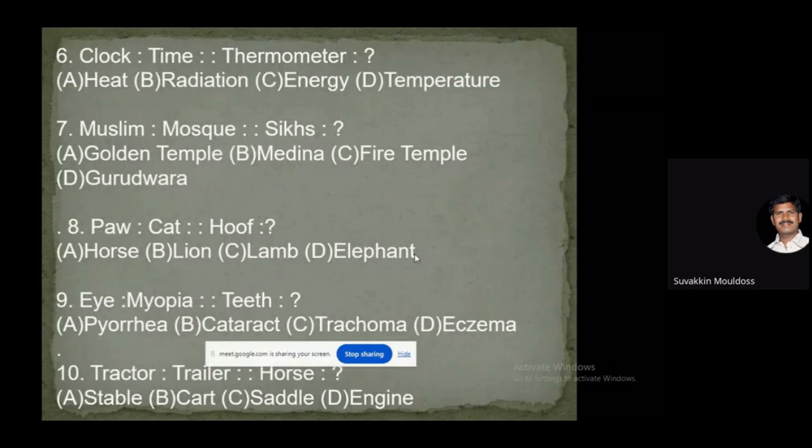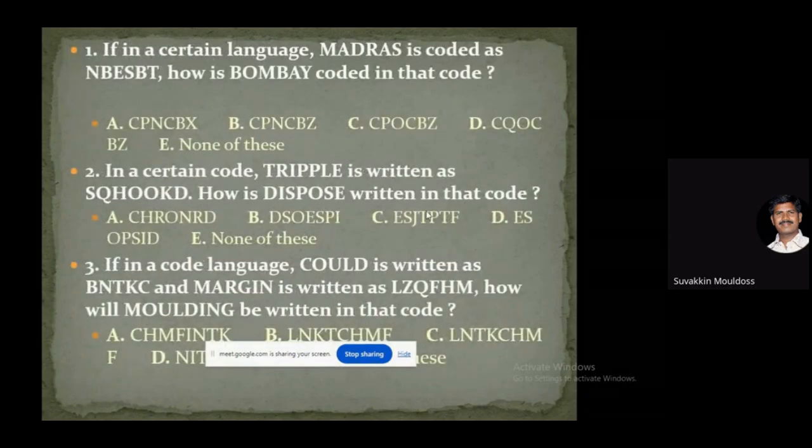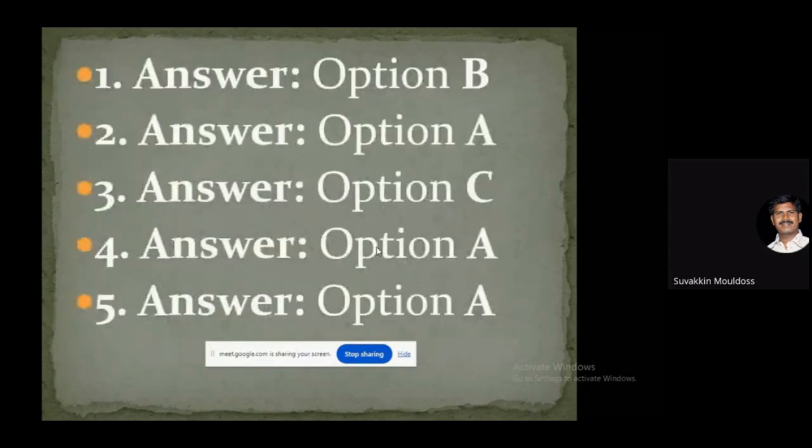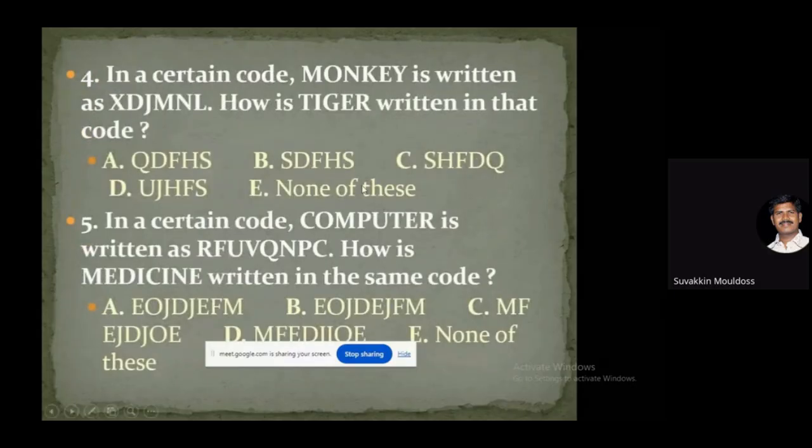Next, we have coding and decoding. That will be asked, and this is the way we have to find it out. If in a certain language Madras is coded as NBESBT, A is followed by B, D is E, R is S, therefore for Bombay, CPNCBZ, is it. Therefore B is the answer. Likewise, the coding we have to find out. Coding and decoding is another part of reasoning. This is the way we have to do it. Calendar problems may not come. We can go and I share another reasoning, that is mathematical reasoning.